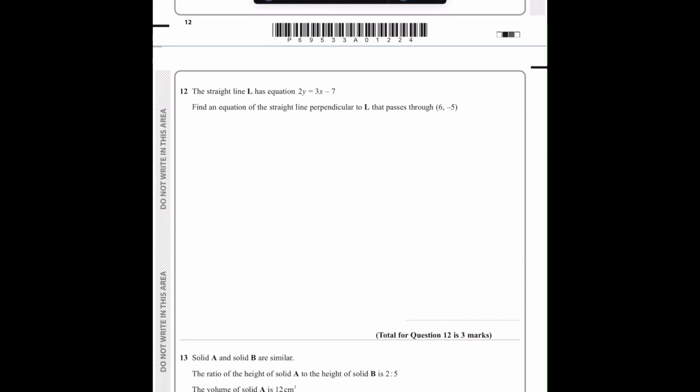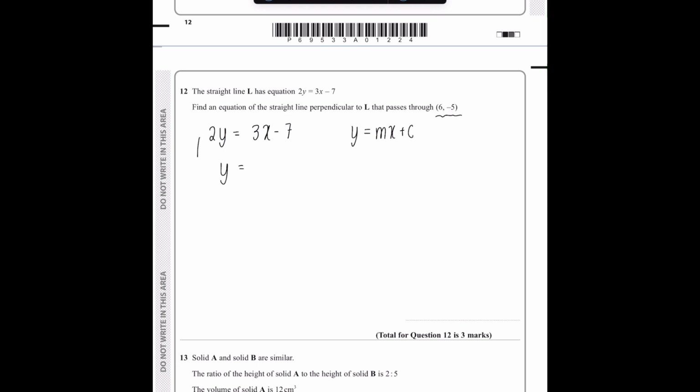Question 12 says, the straight line L has equation 2y is equal to 3x minus 7. Find an equation of the straight line perpendicular to L that passes through (6, -5). So the first thing that we want to do here is find out what the gradient of our straight line L is. So we have 2y is equal to 3x take away 7, but we want to have it in the form y is equal to mx plus c. So to do that, we need to go from 2y to y on its own.